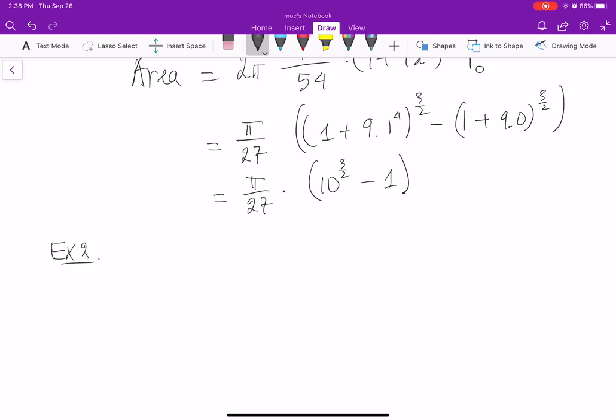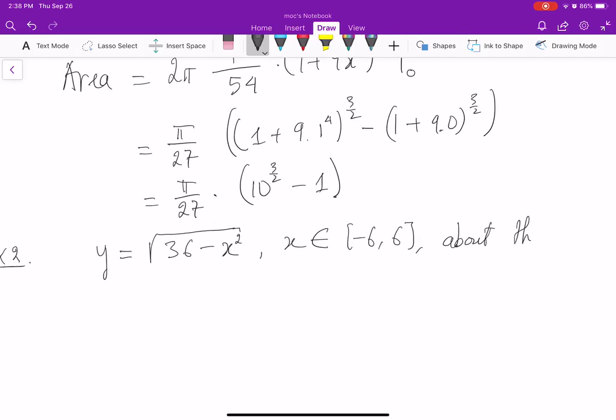Let's find the surface area of the solid region obtained by revolving the region enclosed by the graph of the square root of 36 minus x squared about the x-axis on the interval -6 to 6, and right here about the x-axis.